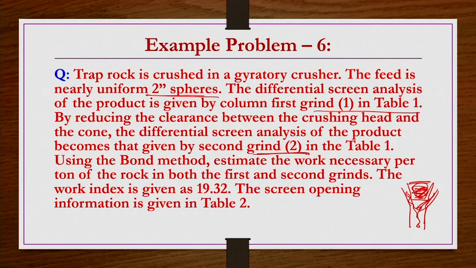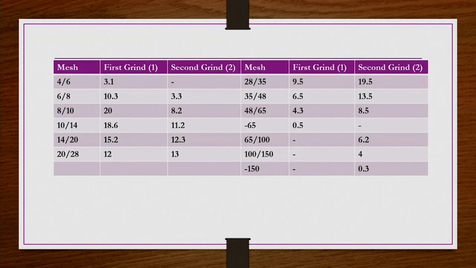So, using the Bond method, estimate the work necessary per ton of the work in both the first and second grinds. The work index is given as 19.32. The screen opening information is given in table 2. So, in table 1, this is actually mesh size, first grind, second grind. Similarly, mesh size, first grind, second grind is given.